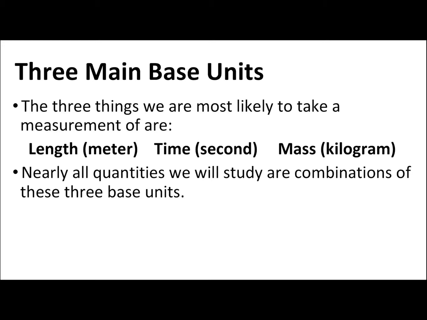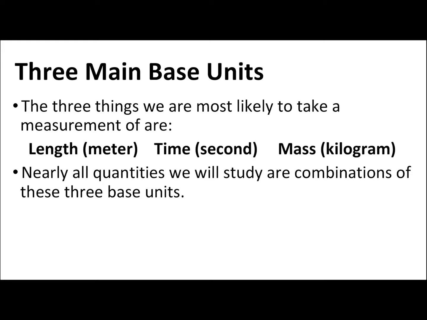But then I put in there, what are our main ways of measuring these things? So length, we're going to measure in meters. Time in seconds, and mass in kilograms. These are our main base units. And what's crazy is that nearly all these physical quantities, the different ways that we can measure objects, are just combinations of these main units.